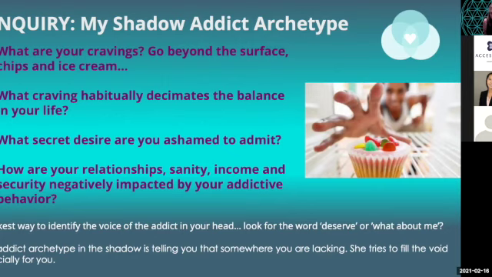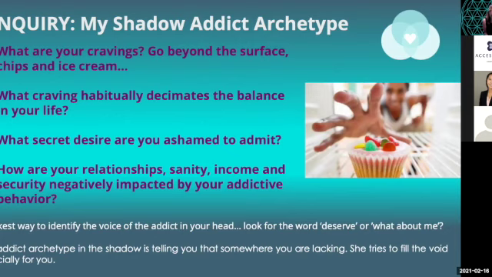Are you not exercising because you feel like you have to work more? Are you not eating right because of some other thing? Or maybe your craving is sugar, right? There are many, many layers where addiction can live, and how we unveil what they are, because they're all kind of hidden, sitting in that shadow area. What's the secret desire you're ashamed to admit?